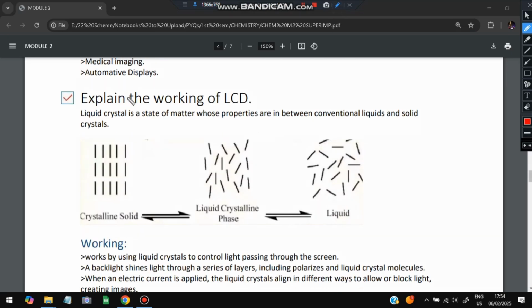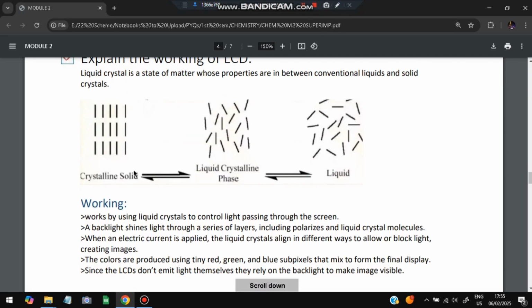Moving on to the next important question: explain the working of LCD, liquid crystal display. Liquid crystal is a state of matter whose properties are between conventional liquids and solid crystals. Conventional liquid is there and solid crystal is there. In between comes the liquid crystal. So this is the crystalline solid, this is the liquid crystalline phase, and this is the liquid. Here it is slightly solid and slightly liquid.